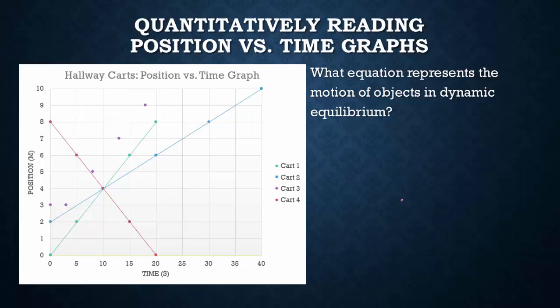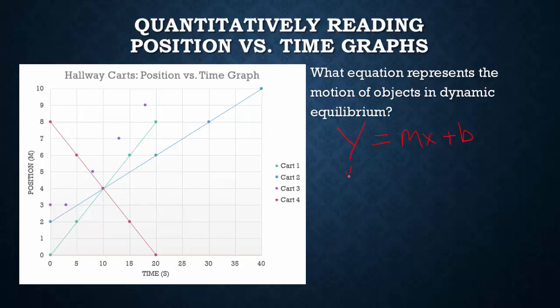Lastly, for your hallway carts activity, you were asked to represent the motion of these carts in slope-intercept form. We wanted to use an equation to represent the motion of the carts. Slope-intercept form is represented by y equals mx plus b. Well, you're going to apply the slope-intercept form anytime you have a linear fit on a graph. But this is just the equation that you use in your math class. Each of these variables have a specific meaning relating to the graph that you are looking at.